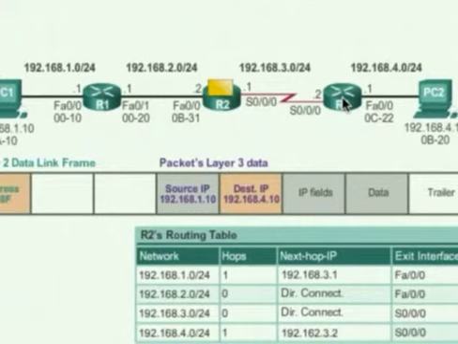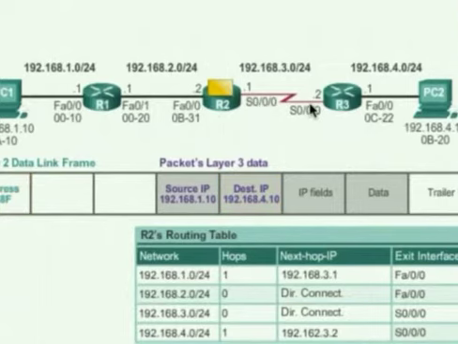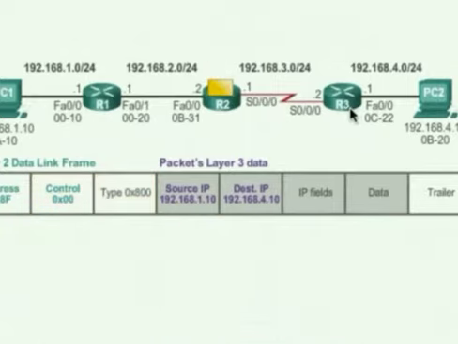So up to here it is almost the same. But now if we see, we have a point-to-point serial connection. So here comes the difference. The source MAC address is not needed in this step because there are no MAC addresses on serial interfaces. So router 2 sets the data link destination address to the equivalent of a broadcast. So now the packet got to router 3.